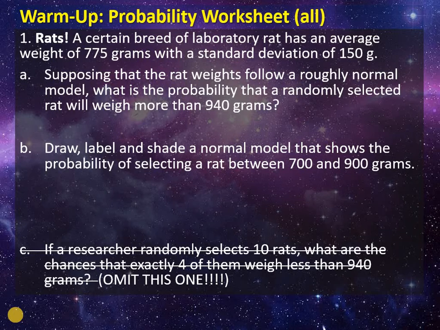So this was a really good worksheet. It doesn't really ask you to do too much with what we were supposed to have gotten through last class, which we didn't all the way get through. But it's mostly a review over just our general probability rules and some other stuff. So starting with A, what is the probability a randomly selected rat will weigh more than 940 pounds?